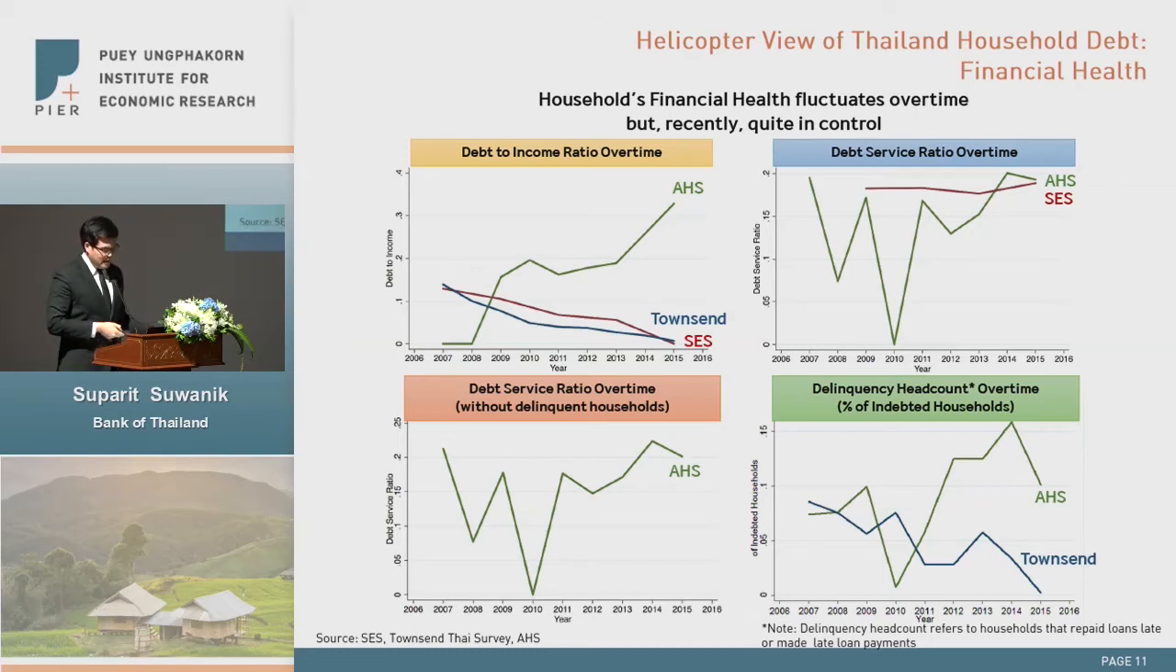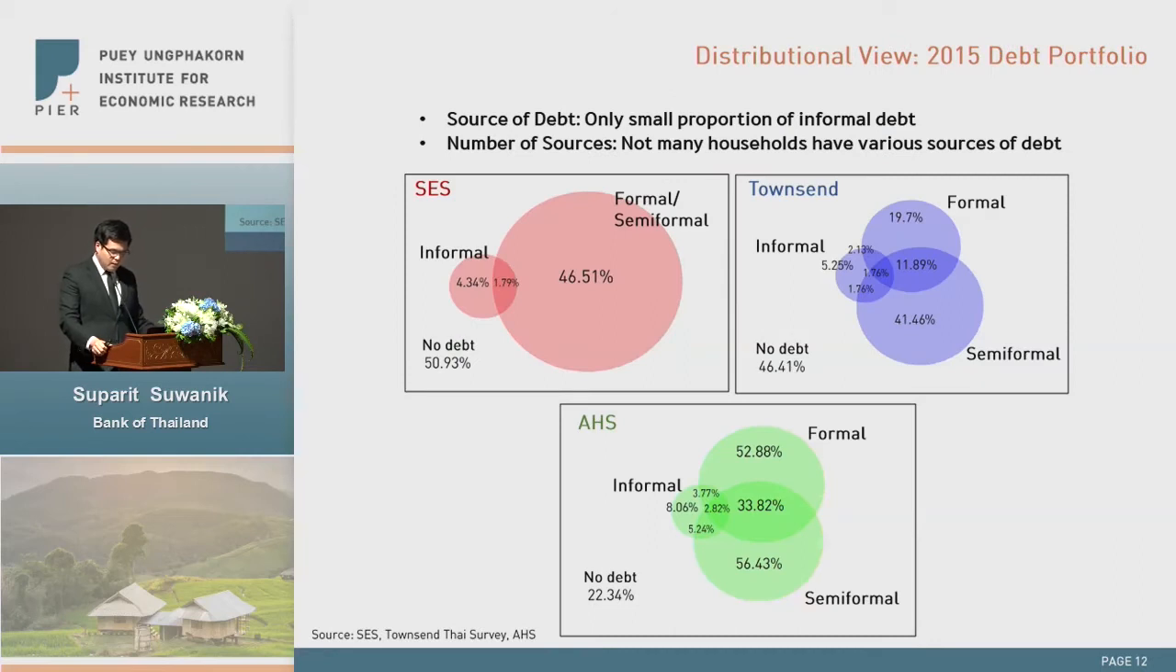So let's continue with the distributional view on the debt portfolio in the latest available year, which is 2015. We segregate the debt into formal, semi-formal, and informal sectors. The formal sector consists of the commercial banks, the specialized financial institutions, which are the SFIs, and the non-banks, while the semi-formal sector includes the cooperatives, village funds, and rice banks. And finally, the informal sector contains friends, relatives, community groups, and money lenders, or some may call them loan sharks. And from the Venn diagrams here, we can see clearly that informal debt is just a small proportion in each of the household surveys.